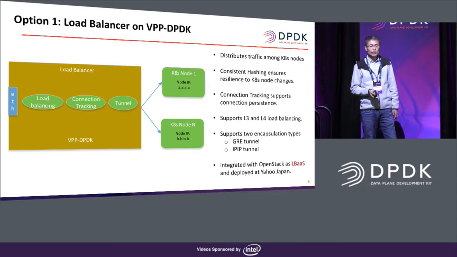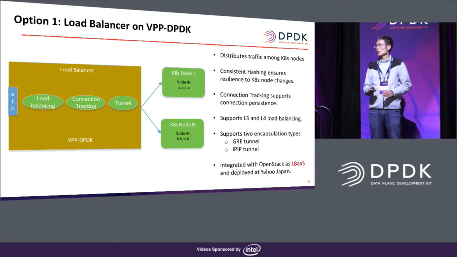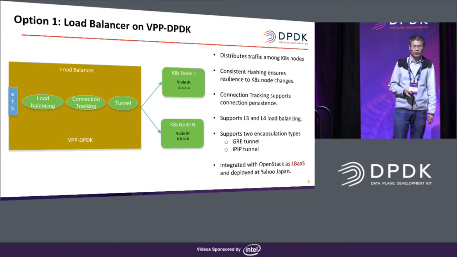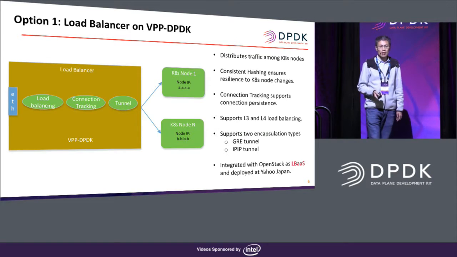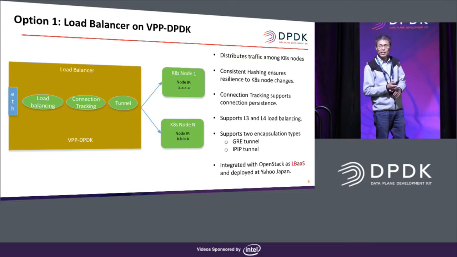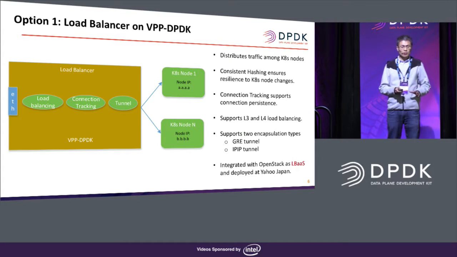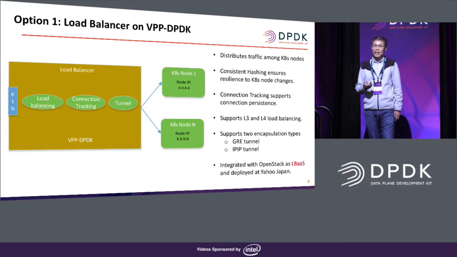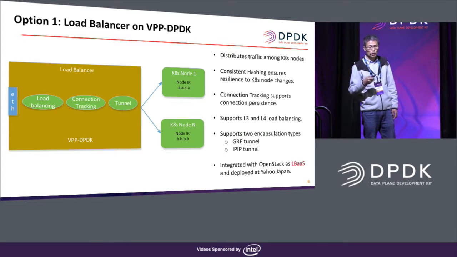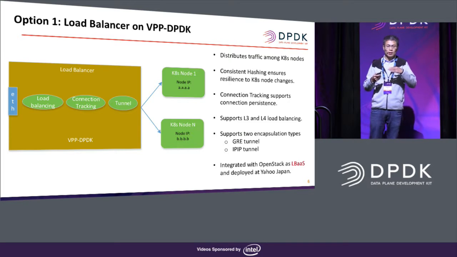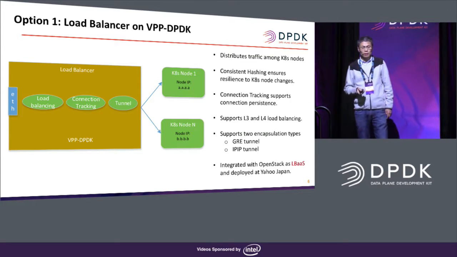So this is the load balancing implementation. Actually, there are 3 components for this. One is the load balancing, the second is the connection track, and also the tunneling encapsulation. For this load balancing, it can distribute traffic among different Kubernetes nodes, and the load balancing is based on the consistent hash, which is similar to the Google Maglev. So it ensures all the packets belonging to a flow go to the same Kubernetes node.